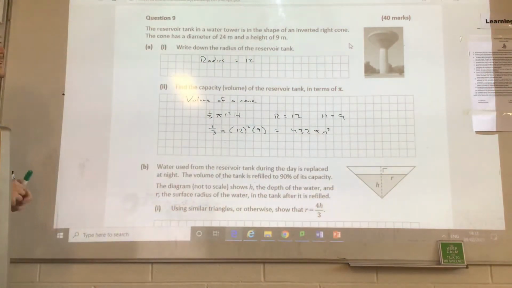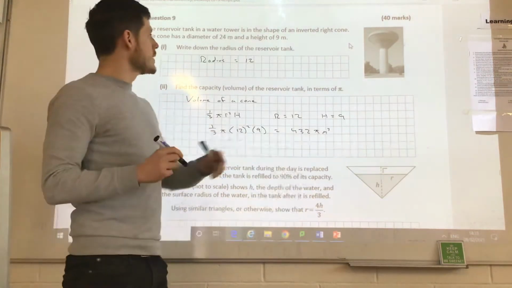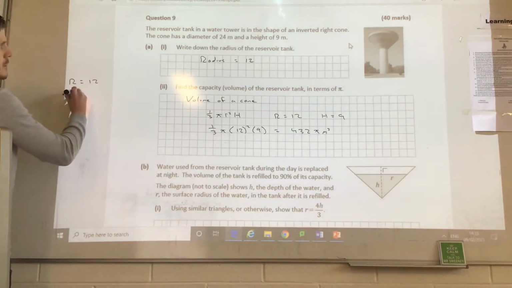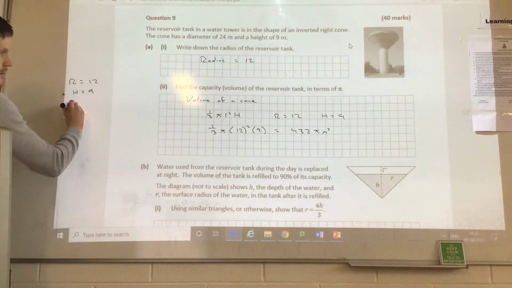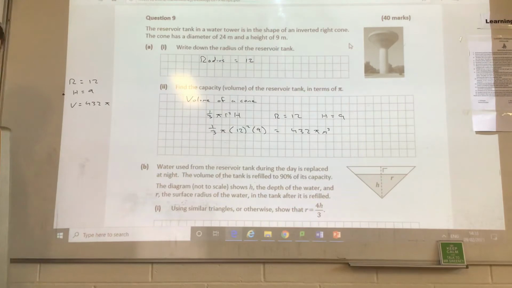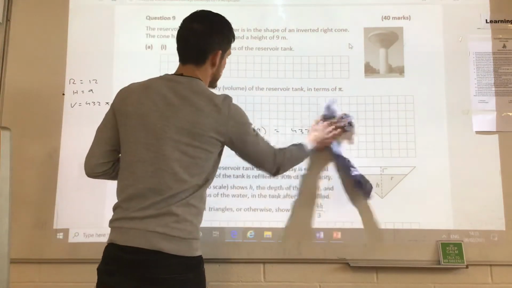If you press S-D on your calculator, it'll give you a decimal, but you don't need to worry about that for the moment. So what I'm going to do is write down my information here before I scroll up, because I might need some of this for the next part. So we've got the radius, we've got the height, and we've got the volume, which is 432 pi. So here's where things get a little bit more difficult.